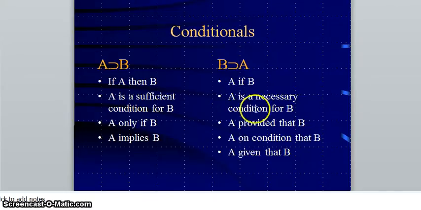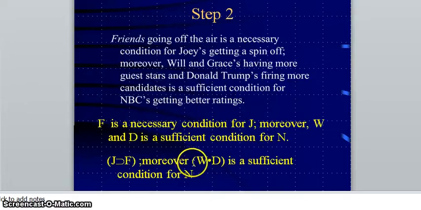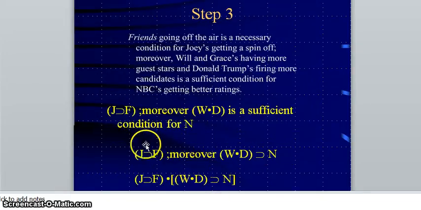Okay, oops, wrong one. F is a necessary condition for J. So if F is a necessary condition for J, then we're going to write it J horseshoe F, correct? So hopefully you see what we've just done there. Moreover, Will and Grace and Donald Trump is a sufficient condition for N. So W dot D is a sufficient condition for N. All right, so if we have all of this, then what we have is J horseshoe F. Moreover, W dot D horseshoe N.